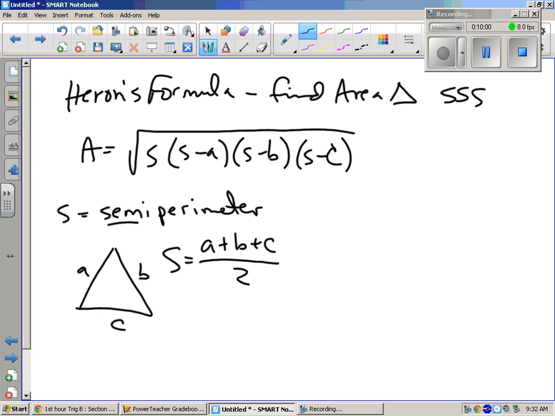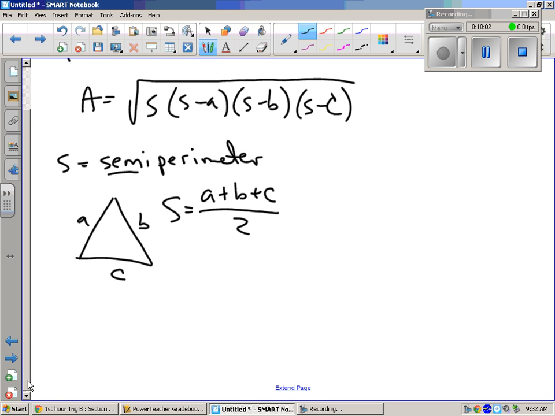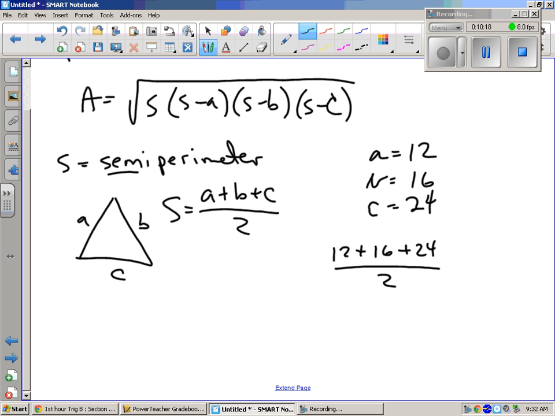Okay, so let's do a quick problem here. So little a, side A is 12, side B is 16, side C is 24. So let's find the area. So I take 12 plus 16 plus 24 and divide it by 2, because that's what S is, and I got 26 to be the S.